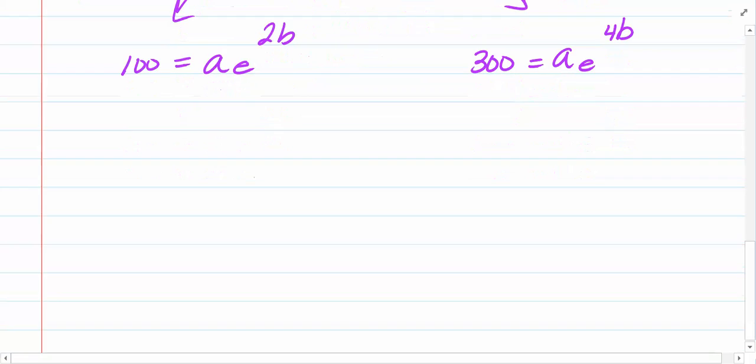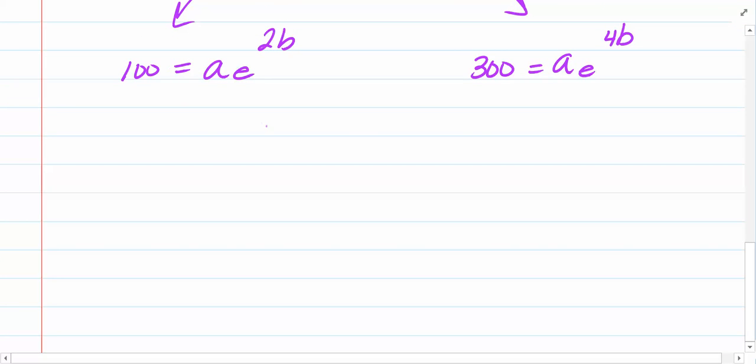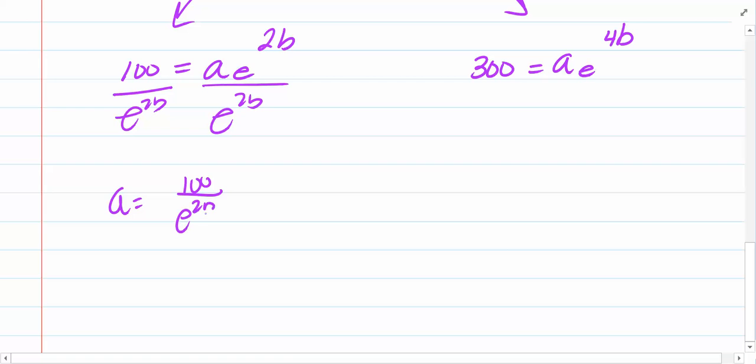So what do we do? All right, well, what we're going to do is solve for A in the first problem over here and then substitute it in the second. Pretty cool stuff. So let's solve this equation on the left-hand side for A. What would I do? Divide by e to the 2b. So A is equal to 100 divided by e to the 2b. You guys cool with that part?